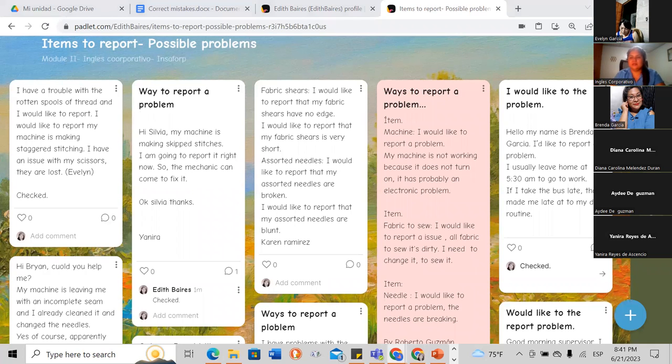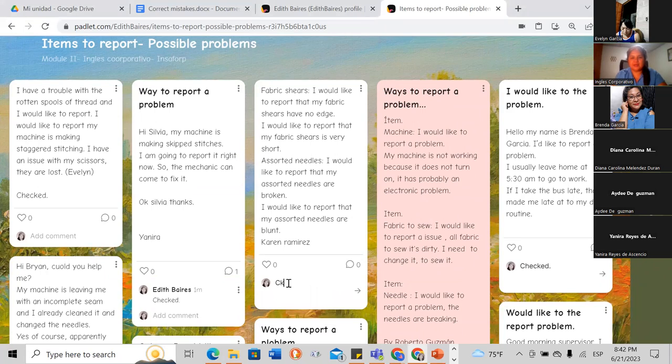Okay, good job. Let me see. Blunt means, como, que no tiene, ¿cómo se dice? Punta. Blunt, right? Yes, teacher. Está como despuntada. Okay, okay. Blunt. Blunt. Okay, good. Good job. I like it.